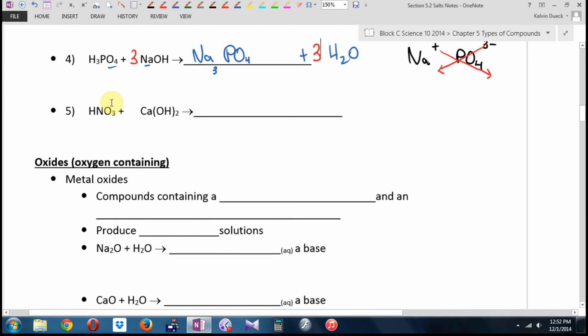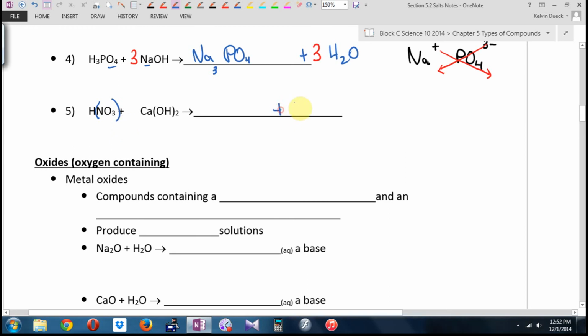5. HNO3 plus Ca(OH)2. Okay. Here's my acid. Here's my base. And this OH is going to split up, but this NO3 I'm going to treat like one funky molecule. In fact, if you want to, you can put brackets around it just to remind yourself. It's technically not good chem manners because you're doing brackets when you don't need to, but I have no problem with that. So what are the products?